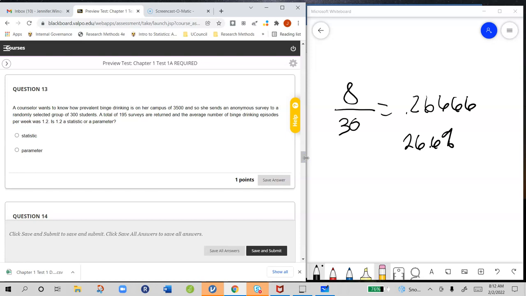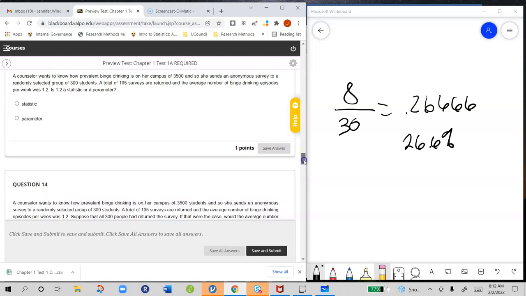Number 13, a counselor wants to know how prevalent binge drinking is on a campus of 3,500 people and sends an anonymous survey to a randomly selected group of 300 students, right? They find that the average number of binge drinking episodes per week is 1.2. And the question is, is that a statistic or a parameter? Statistics are values that describe samples. Parameters are values that describe populations. She took a sample of 300 people from the greater population. So this is a sample statistic.